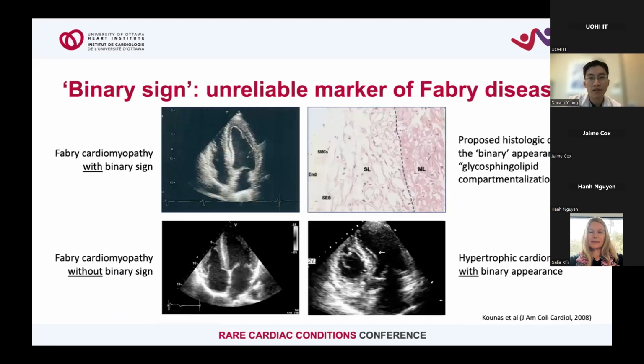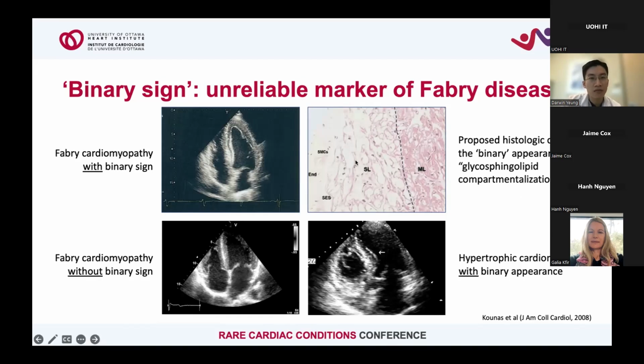There was this binary sign that was previously proposed as a potential useful marker to signal possible Fabry disease on echocardiogram, but is now thought to be relatively unreliable due to poor sensitivity and specificity. The proposed histologic cause of this binary appearance is glycosphingolipid compartmentalization, where most of the lipids are seen in the subendocardial layer, whereas the middle layer is preserved.